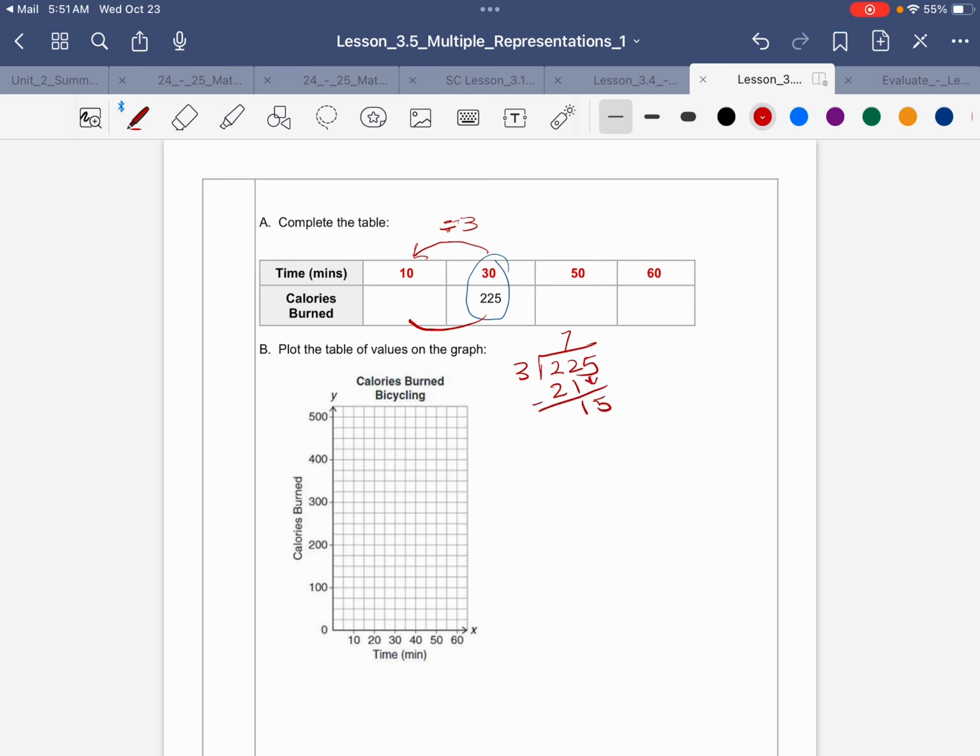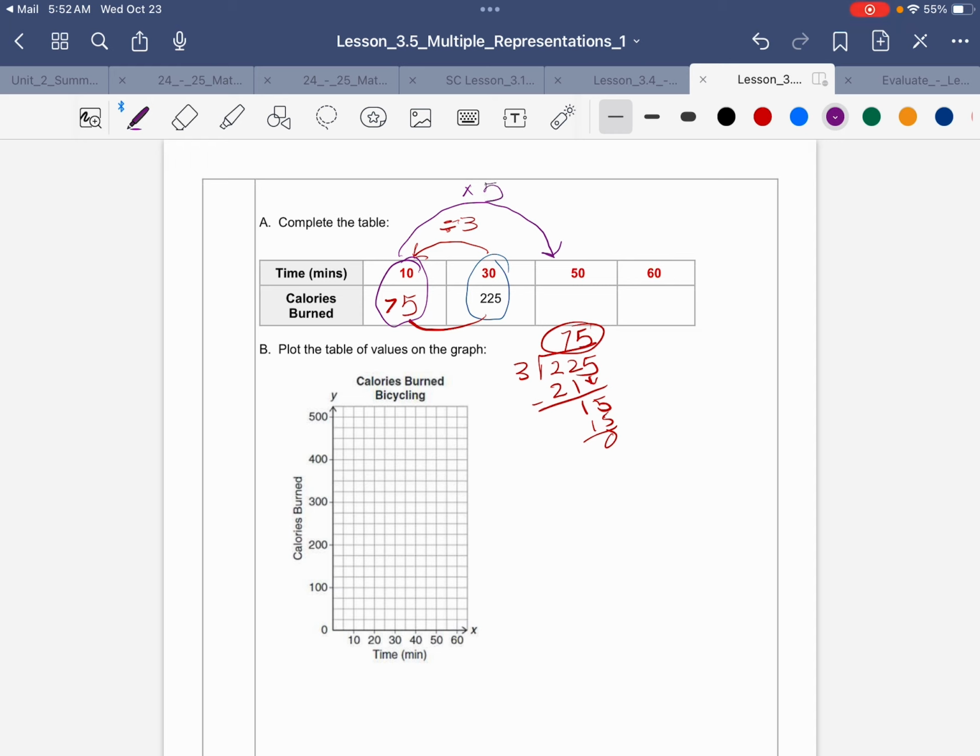Oh, no, not 15. Sorry. It's 75 up here. I was working too fast. So 75 calories burned for 15 minutes, right? And what I would do, honestly, now is you can just take your first one right here, and then we can do scale factors to 50 and to 60. So coming from here to here, it would be a times 5. So here to here would also be times 5.